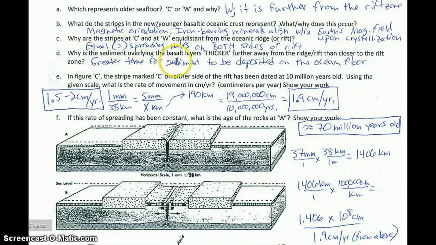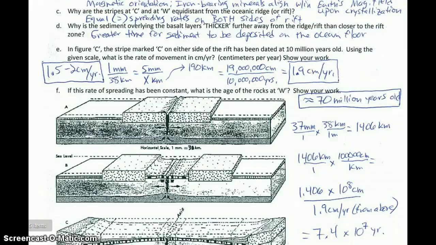So why are the sediments of overlying basalt layers thicker? Why are they thicker further away? Well, it's had a greater amount of time for sediment to be deposited and accumulate along the ocean floor.